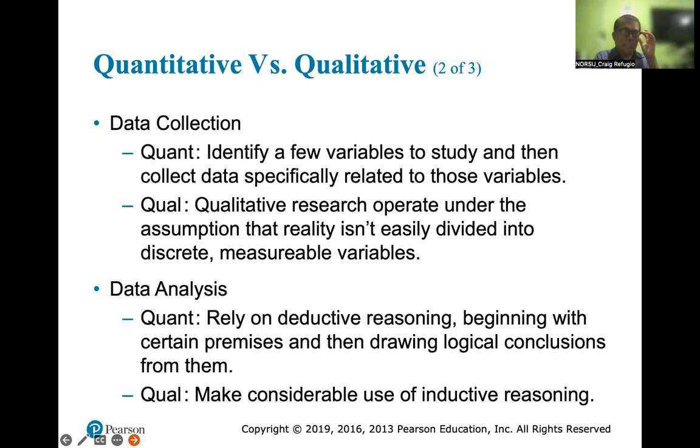Data collection. So quantitative research identifies a few variables to study and then collects data specifically related to those variables. So we have to limit the variables that we are going to consider. That is why we have the scope and limitation. There are many variables out there, but we could not actually have all of those variables in our study because we have limitations in terms of money, effort, and time.